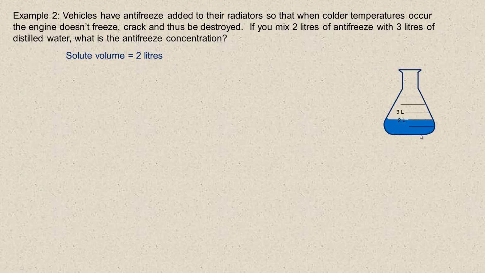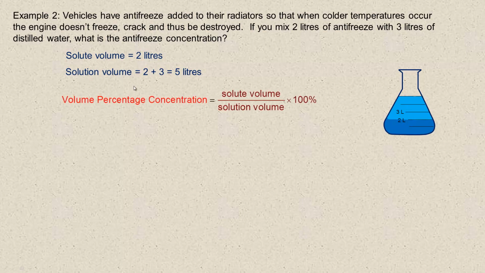So the solute, the smaller amount, would be the 2 liters of antifreeze. If we look at our flask here, there's the 2 liters of antifreeze. The solution would be the entire mixed amount. So we're taking 2 liters of antifreeze and mixing into 3 liters of water. Altogether it's 5 liters of solution. So if we take our volume percentage concentration formula, the solute would be the 2, the solution volume is the total 5. So 2 divided by 5 is 0.4, and if you multiply that by 100%, that gives you 40%.